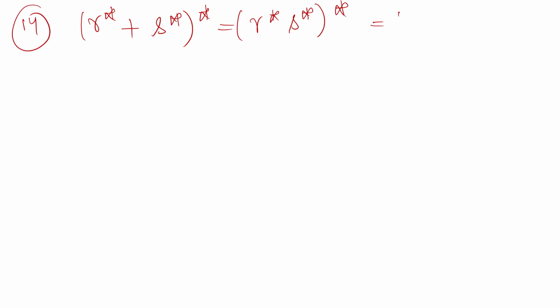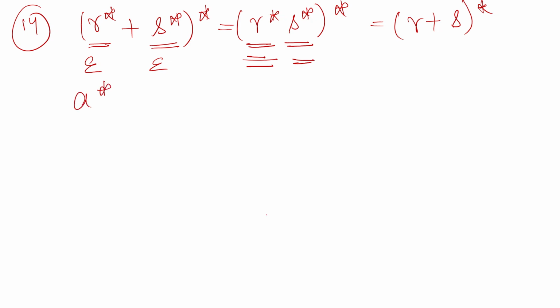The 15th. It says R asterisk plus S asterisk whole asterisk is equal to R asterisk S asterisk whole asterisk is equal to R plus S asterisk. How? Let's see. So now R asterisk S asterisk, that means you can take an empty string here, and the whole is also taking an empty string. That means if this is an empty string, this can be there. If this is not an empty string, this can be there.